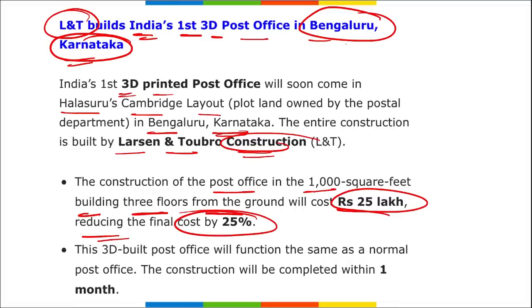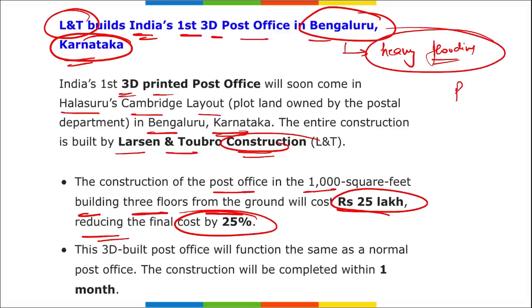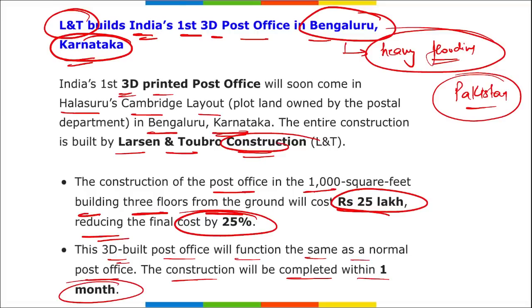Also friends, if we talk about Bangalore, Karnataka, you can see that there is heavy flooding going on in Bangalore. Just remember this. Even Pakistan was facing heavy flooding due to climate change. This 3D built post office will function the same as a normal post office. The construction will be completed within 1 month. Moving on.